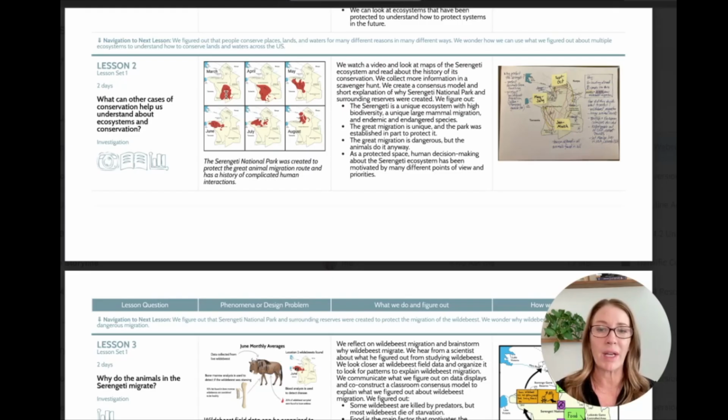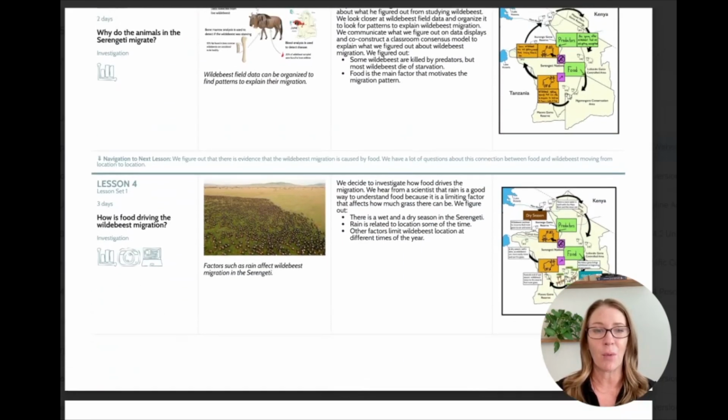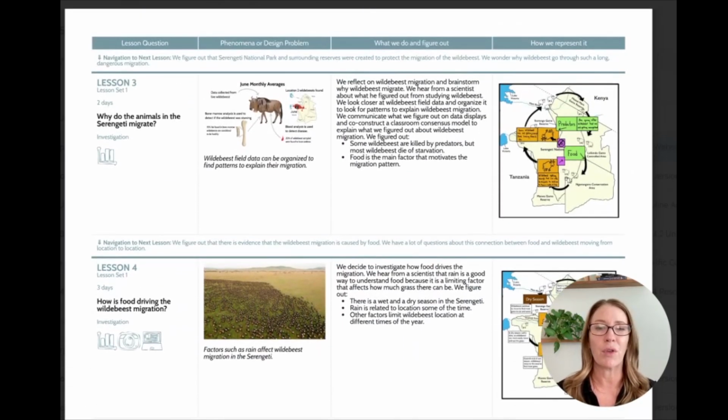And so you can see the red is where that population of wildebeest is located at different times of the year. Okay, so we've been introduced to the Serengeti. And we watch videos and interviews of scientists and really understand how much this conservation plan in this area has been studied. Okay, lesson 3, we ask the question, why do the animals in the Serengeti migrate?